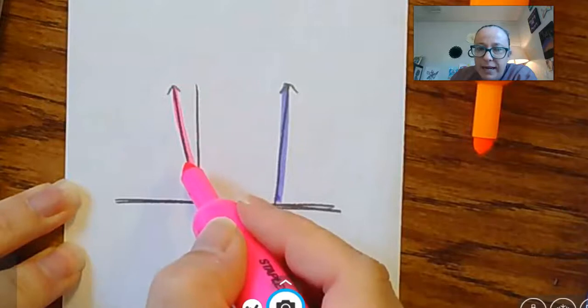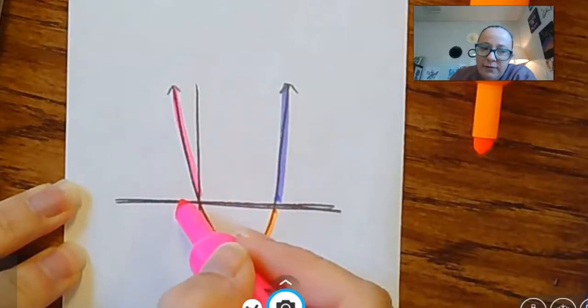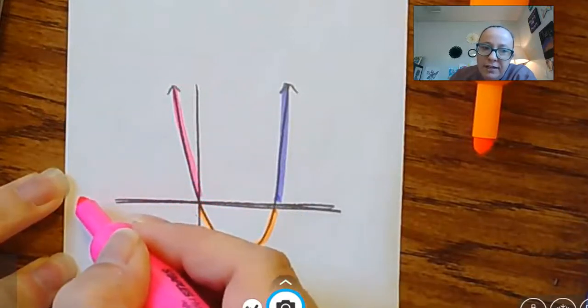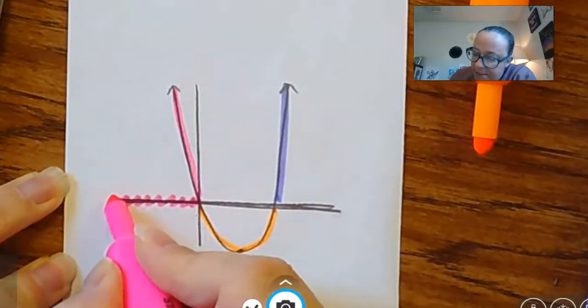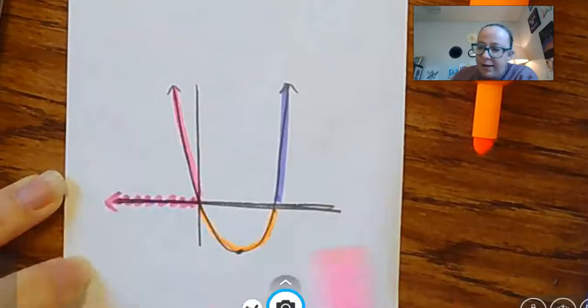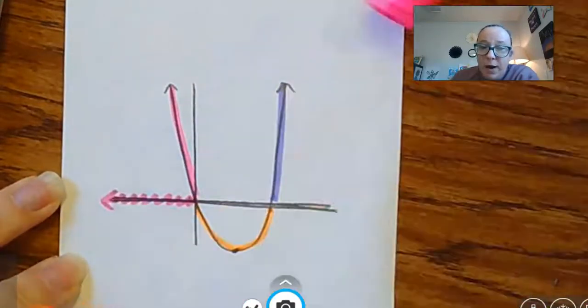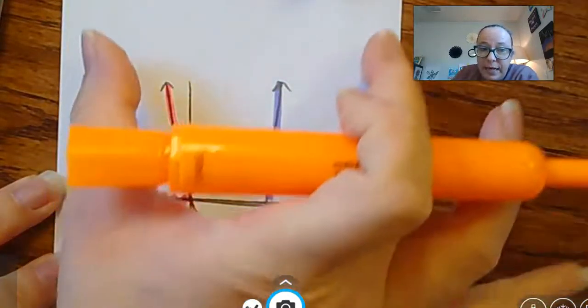So what would this pink cover? Well, look, these are x values that go on forever. They're unbounded. So this pink would cover everything this way. And it's unbounded. This would just keep getting wider and wider. If you didn't know it, parabolas get wider and wider, okay? They get wider as they go.